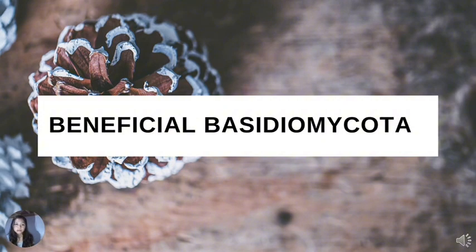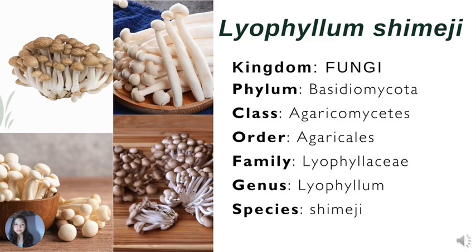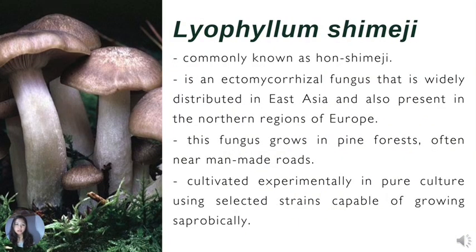So here we are at the beneficial Basidiomycota. Lyophyllum shimeji belongs to kingdom Fungi, phylum Basidiomycota, class Agaricomycetes, order Agaricales, family Lyophyllaceae, genus Lyophyllum, species shimeji. So Lyophyllum shimeji is commonly known as Hon-shimeji. Shimeji is shaped like a mushroom. It has an umbrella and a handle.